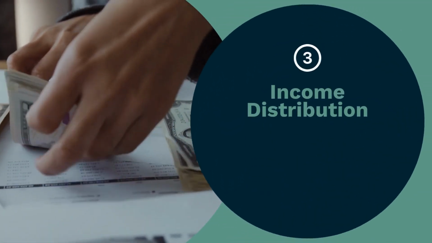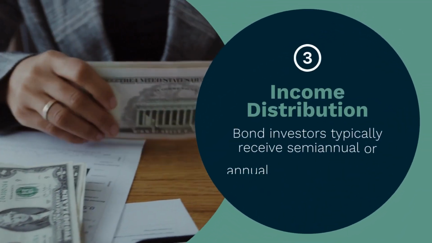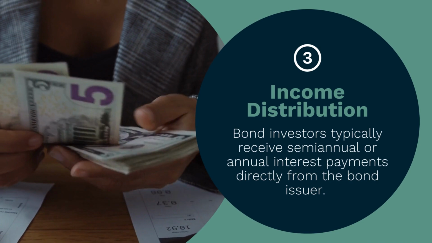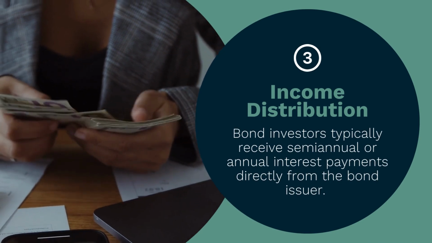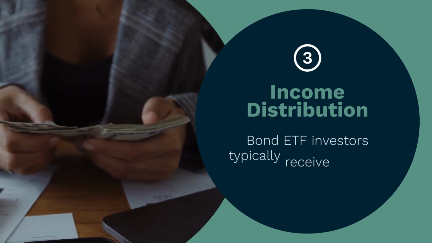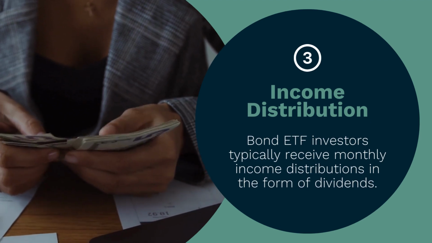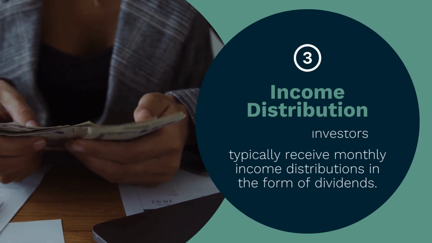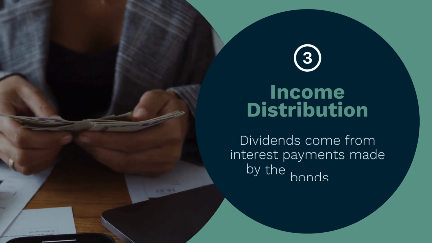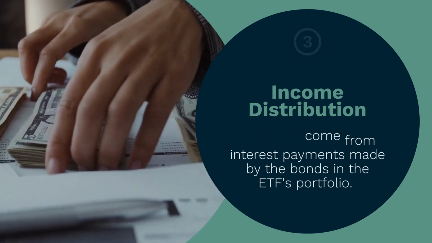Income distribution. Bond investors typically receive semi-annual or annual interest payments directly from the bond issuer. Bond ETF investors typically receive monthly income distributions in the form of dividends. Dividends come from interest payments made by the bonds in the ETF's portfolio.